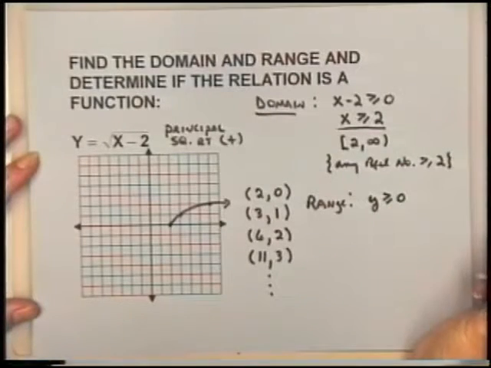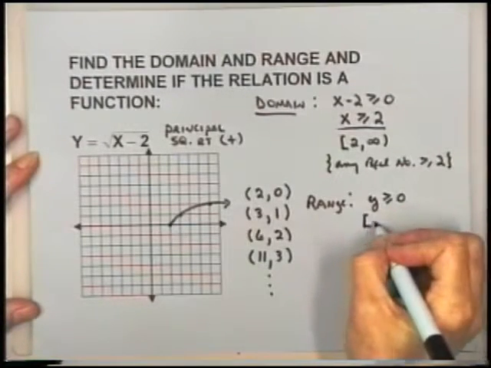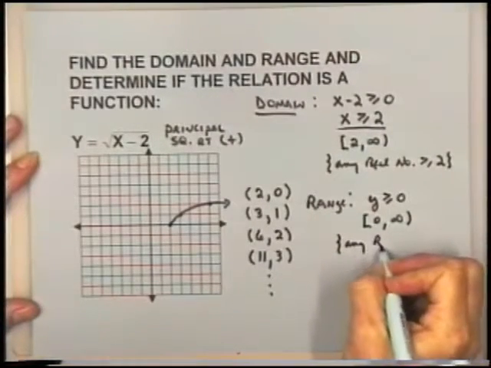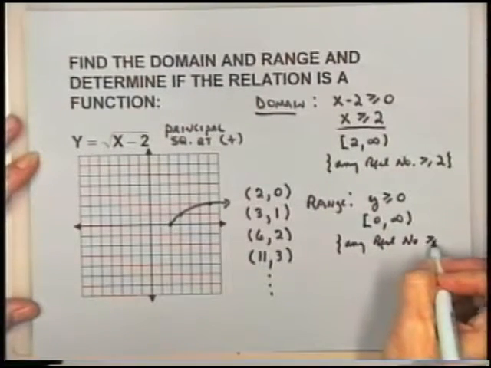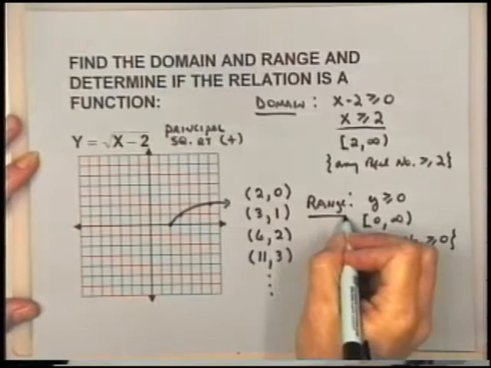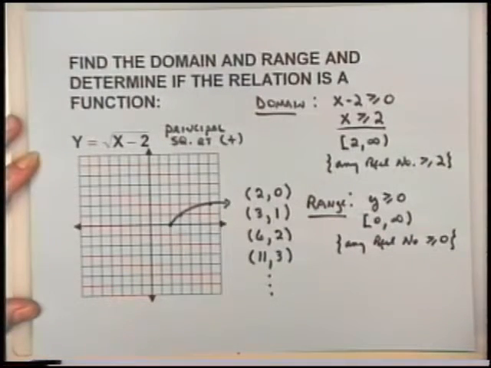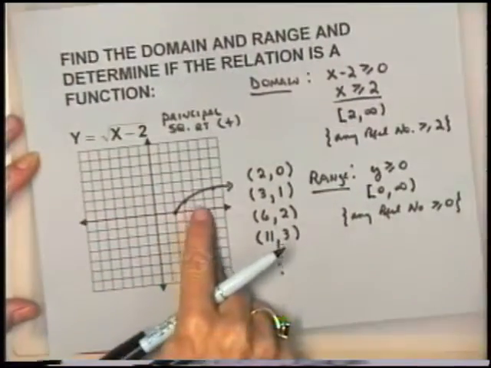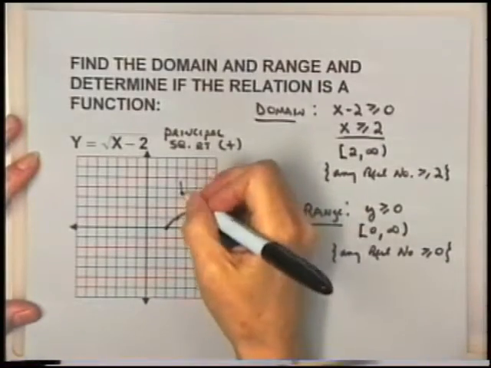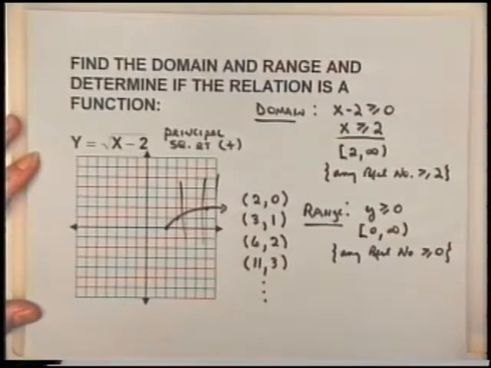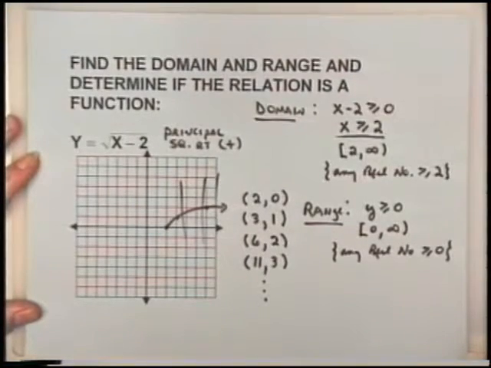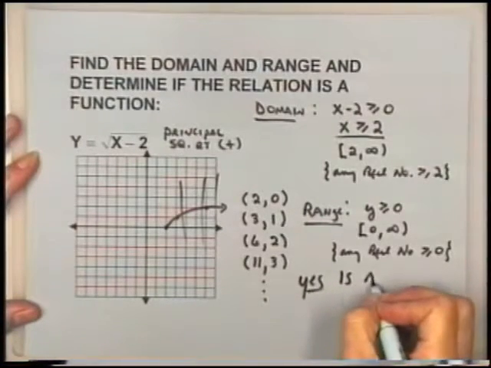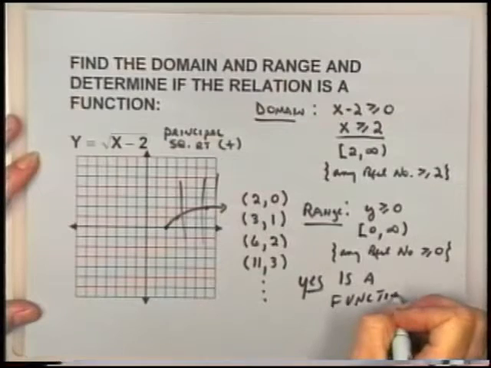Our range for y will always be greater than or equal to 0. As an interval, that means from 0 to positive infinity, or in set notation, any real number y greater than or equal to 0. That is our range. What about, do we have a function here? I never did see any ordered pairs that had the same first coordinate, but obviously from this graph, if I pick any vertical line anywhere on this graph, it will only cross the graph one time. It will never cross it more than once. So, yes, this is a function.